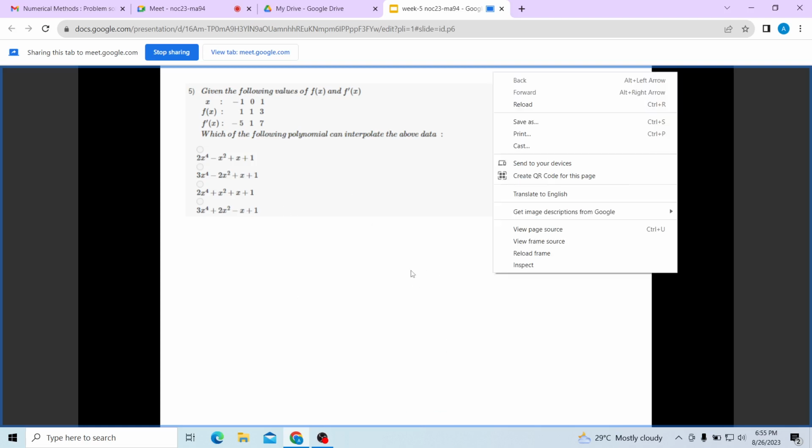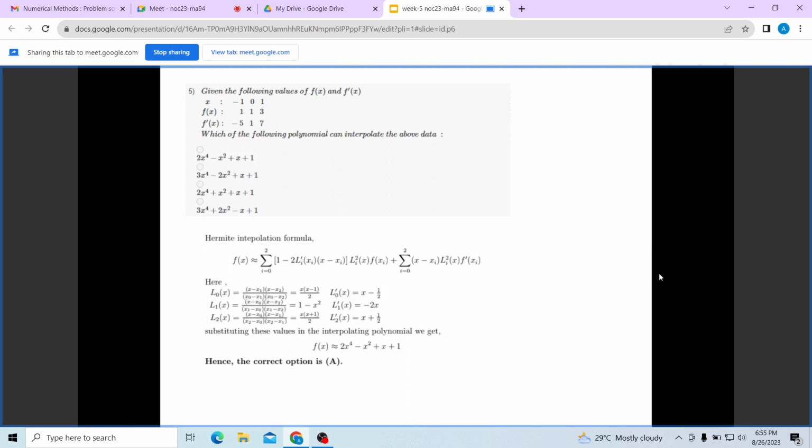So here you have to use the Hermite interpolation formula. So what is the Hermite interpolation formula? It is f of x equals summation i equals 0 to 2, since you have 3 points, that is x naught, x1 and x2, so let i be 0, 1 and 2.